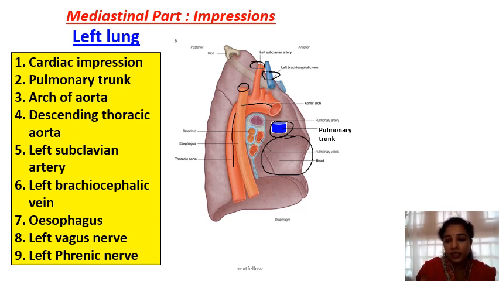So these are the relations on the left side. The most important thing you have to remember is the arch of aorta. This is very important, which continues as descending. And on the left side, the important relations are the pulmonary trunk and the left subclavian and left brachiocephalic veins.